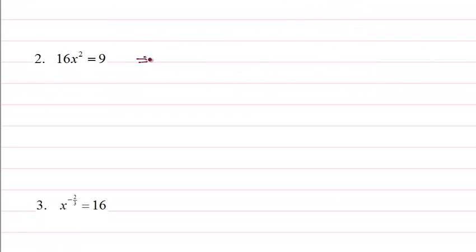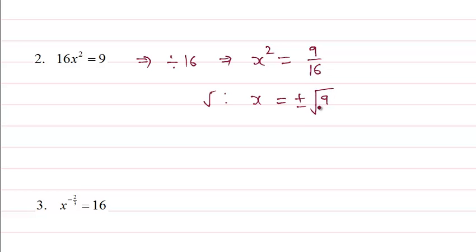Here we're going to divide both sides by 16. So we're going to get x squared equal to 9 divided by 16. Then we take the square root, so we get x, and on the right hand side plus or minus square root of 9 over 16. So we get x equal to plus or minus 3 over 4.